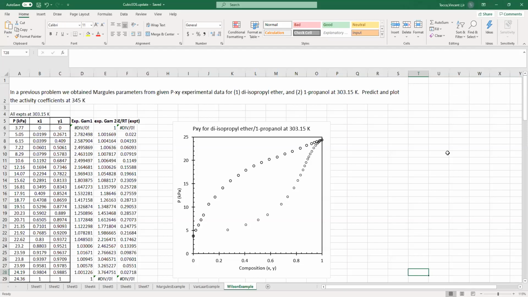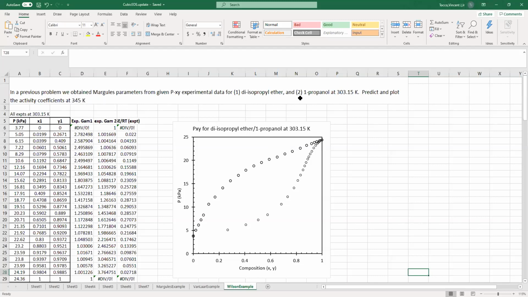For today's class, I've prepared a couple of practice problems. The first one builds off of a problem that we've previously done and extends it to a different temperature. So you may recall in a previous problem, we did the Margules parameters for the 1 parameter and the 2 parameter Margules models for the PXY experimental data for 1 diisopropyl ether and 2 1-propanol at 303 Kelvin. And in this problem, I want to predict and plot the activity coefficients at 345 K.